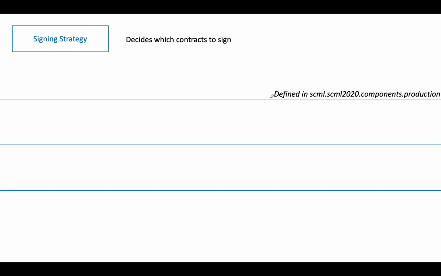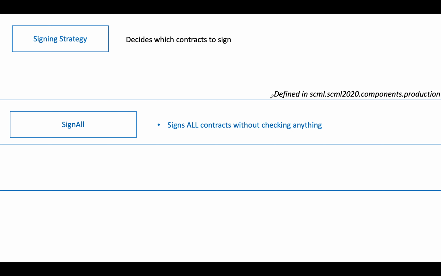The third component is the signing strategy, which is used by other components. It decides which contracts to sign. So this component, we have two implementations of it. Sign all simply signs everything, whatever contract, whatever the negotiators say is good.